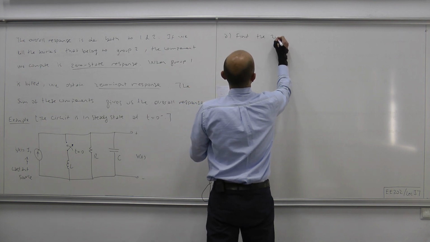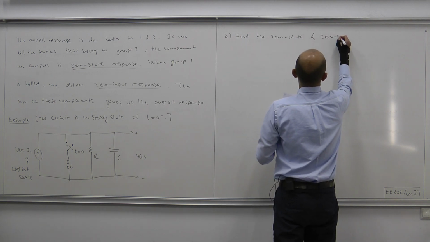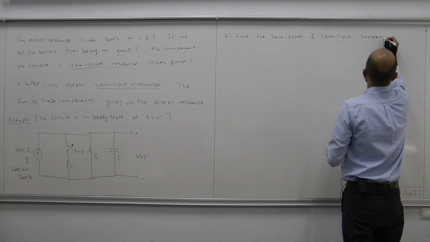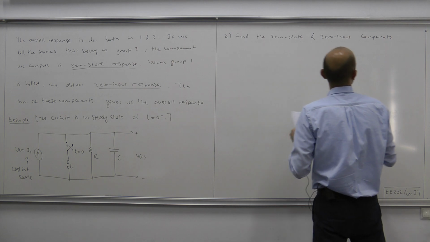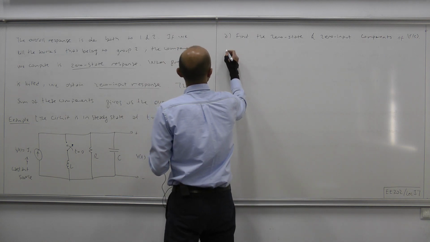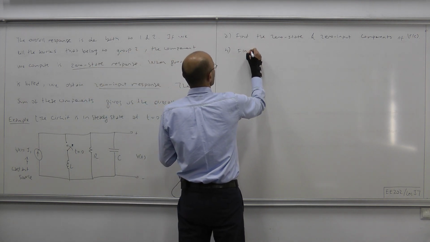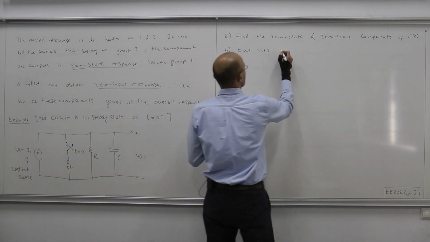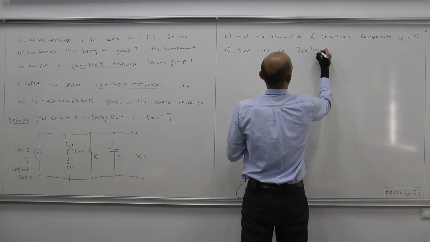the zero state and zero input components of the voltage V in S domain. Okay, so of V of S. And part B is the numerical part. Find the voltage in time domain V of t for the following numbers. Okay, I1 is 1 milliamp.